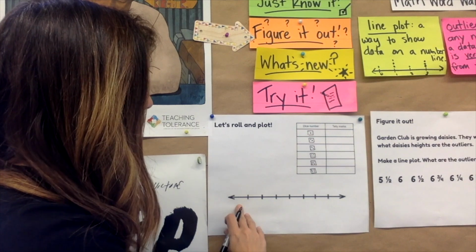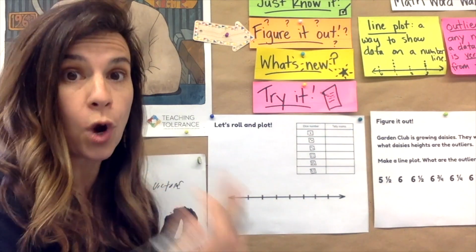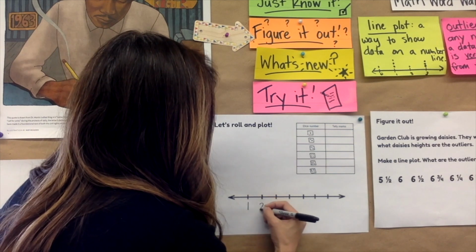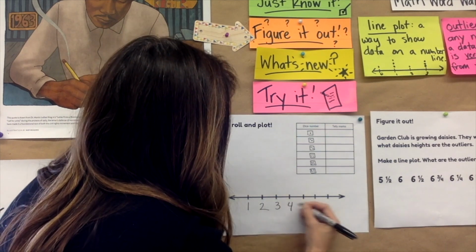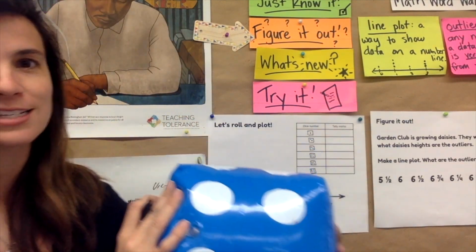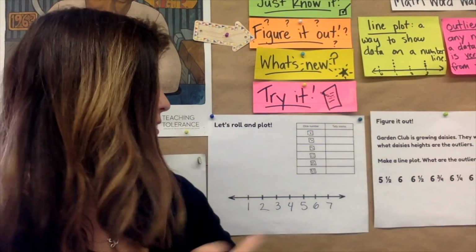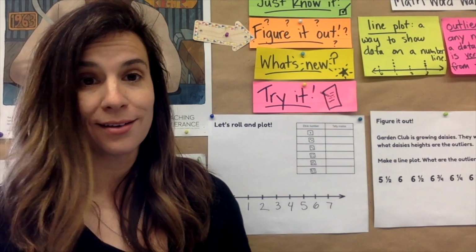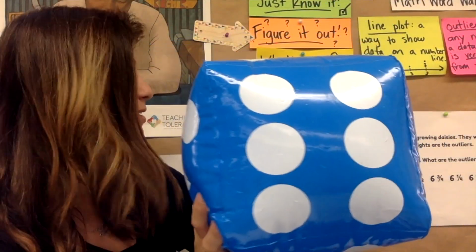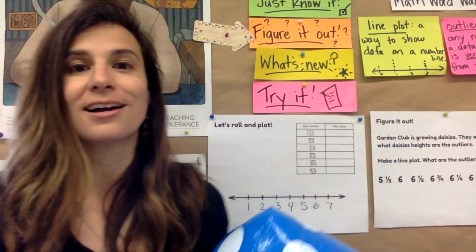I'm going to start with 1, because we know that on the dice is 1. So 1, 2, 3, 4, 5, 6, and we can just put 7 on there, although we know our dice doesn't have a number 7. So what we're going to do is I'm going to throw it up in the air. Whatever lands is going to be what we plot and keep track of. So here we go.